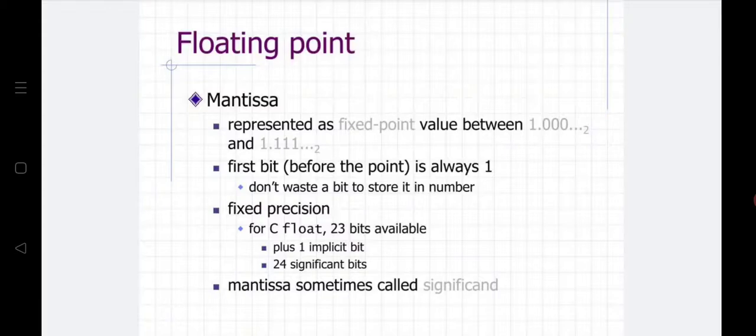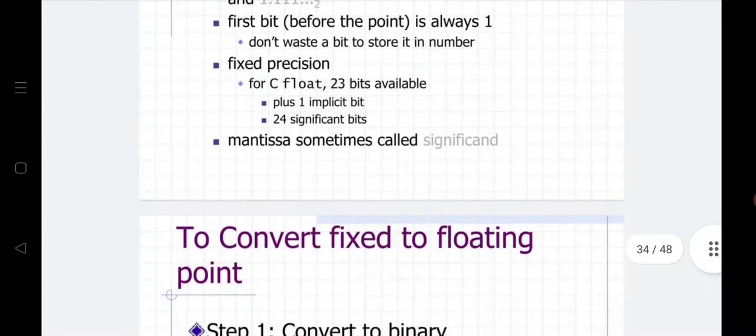So what happens to my fixed precision here? The fixed precision is 23 bits available. You are going to have 23 bits in the mantissa, plus 1 implicit bit. The 1 implicit bit is your 1 point, that is the implicit bit, and that becomes 24 significant bits. So a mantissa is sometimes called a significand.